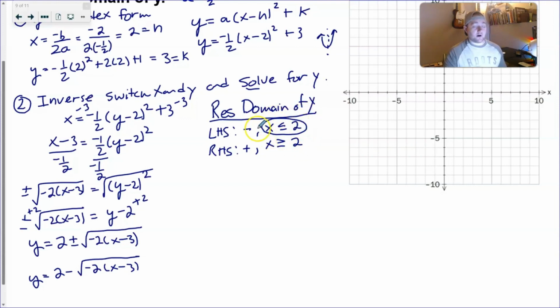But what's important is that when you switch x and y from the original function, the domain of the original becomes the range of the inverse, because x and y switch, right? So the domain of the original means that our restricted value will be y is less than or equal to 2 for our actual inverse function.